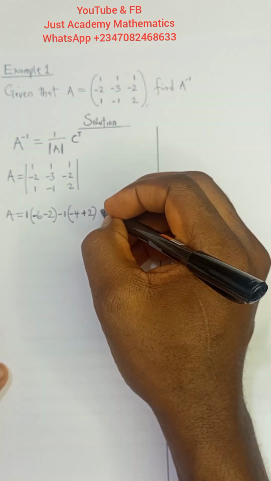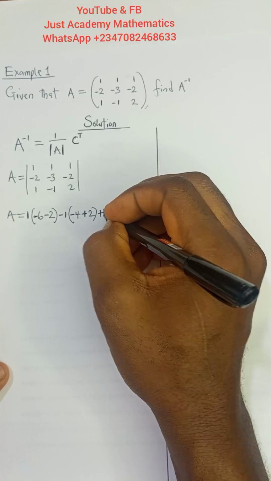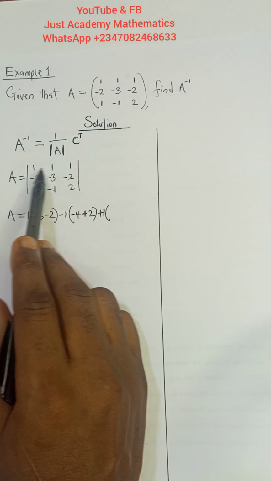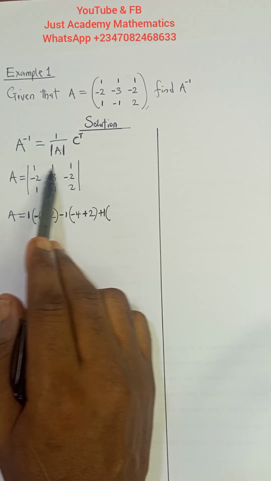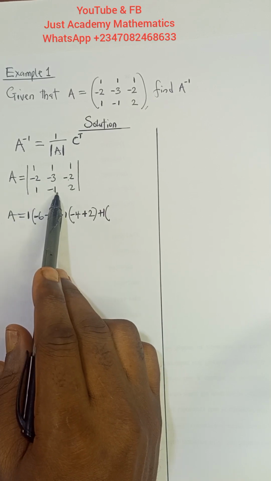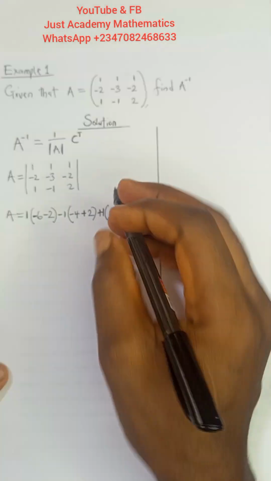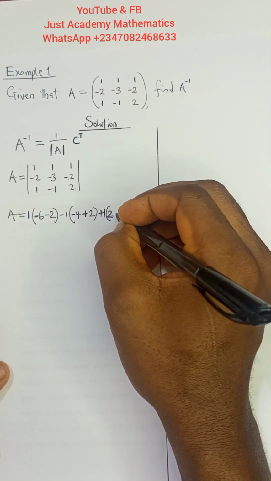Then the next one will also be +1 times what? We're working with this. Everything in its row and column is out. We're left with 1, -3, 1, -2. The determinant will be what? -2 times -1 will give us +2.